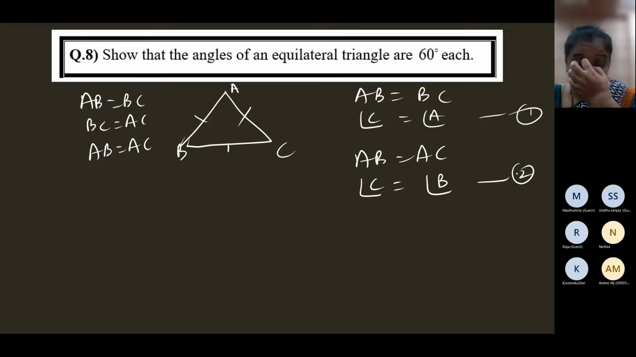This is 2. Now when you compare these two, C is equal to A, C is equal to B. So all are equal. A is equal to B is equal to C. Because here also you have C equal to A and C is equal to B also. That means A, B, C all are equal.